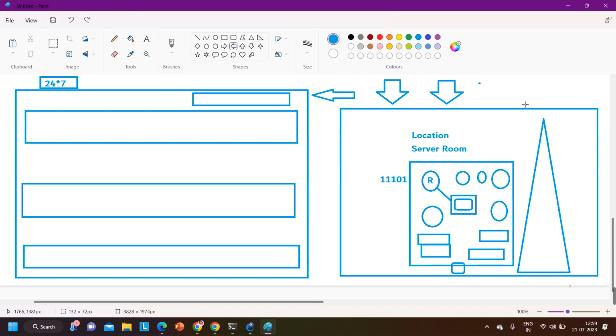We have more protocols like EtherChannel, HSRP. Lots of protocols are there in switching also. First we will discuss routing, then switching. This protocol is the last protocol of routing. After that we are going to start the switching module.